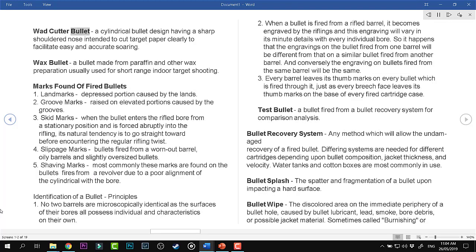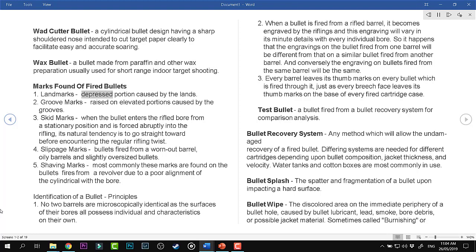Wad cutter bullet, a cylindrical bullet design having a sharp shouldered nose intended to cut target paper cleanly to facilitate easy and accurate scoring. Wax bullet, a bullet made from paraffin and other wax preparation usually used for short-range indoor target shooting. Marks found on fired bullets.